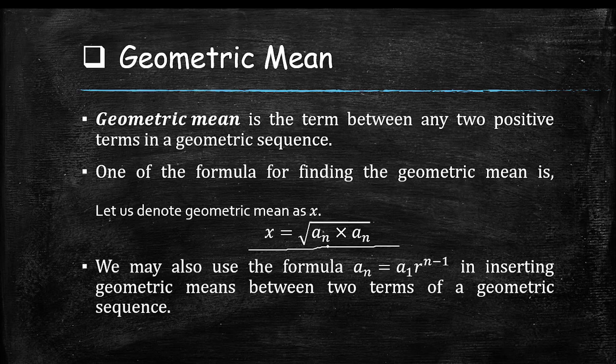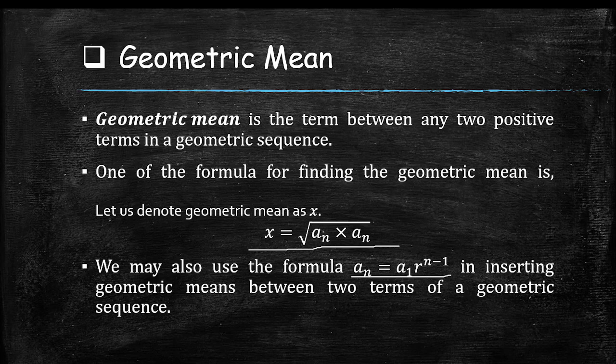Then the second formula, class, we may also use the formula a sub n is equals to a sub 1 times r raised to n minus 1 in inserting geometric means between two terms of a geometric sequence. So, pwede din tong formula na to. Pero yung problema sa formula na to, class, medyo mahaba siya. Ito yung short method, ito yung long method. Sa long method naman, class, meron tayong kunting problema.